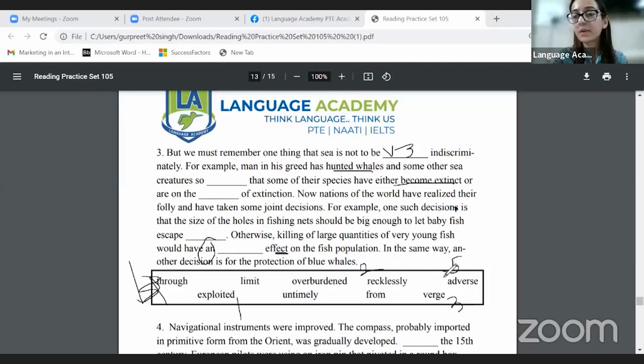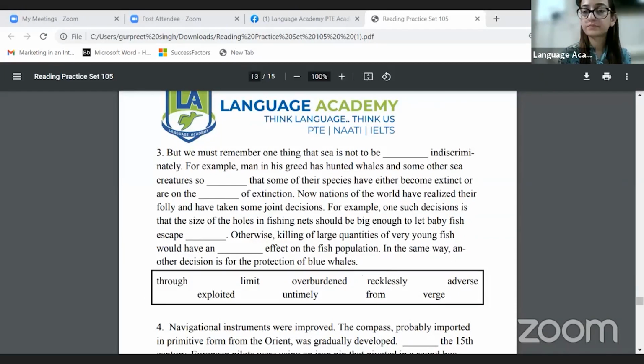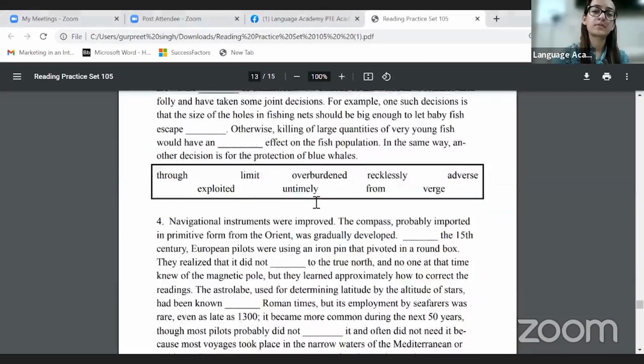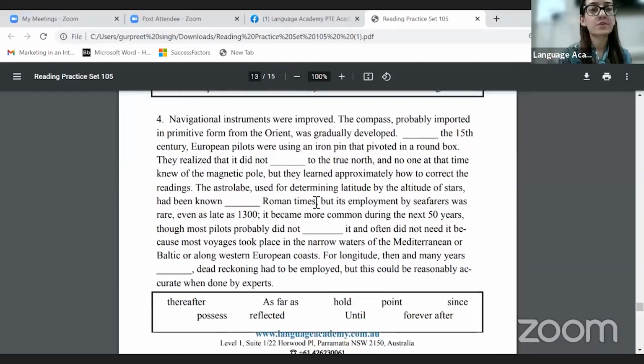Any confusions, anyone, in this question? Carelessly and Ashish. Recklessly means carelessly, without thinking. All good with all of you? Right. The last question for reading blanks, 2 minutes, and then post your answers.